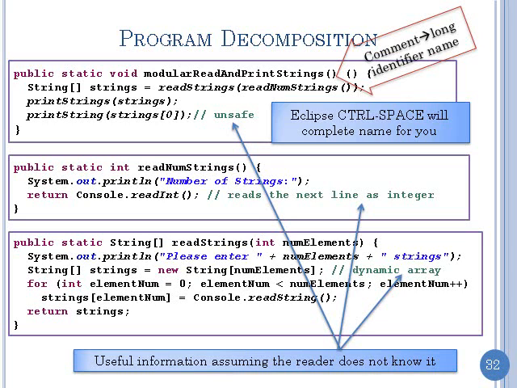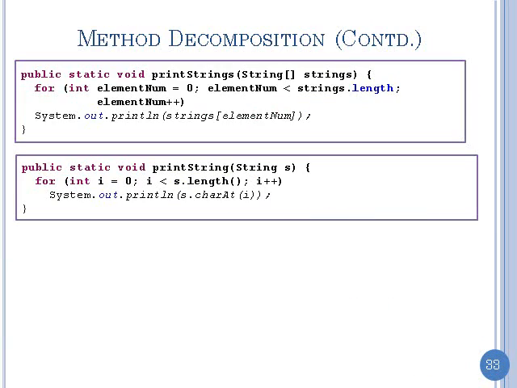It's not that comments are not useful. I mean, the fact that this is unsafe is a good comment. Okay? So I'm not saying don't comment at all, but I'm saying try as a first choice to use good names. This is your print string, this is your print string. So print strings prints out this array, and print string prints out one particular element.